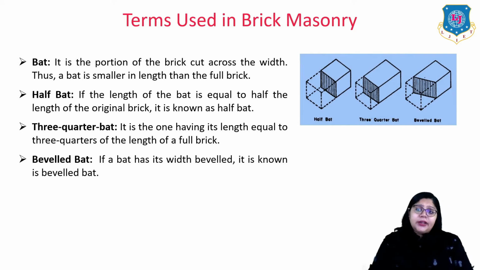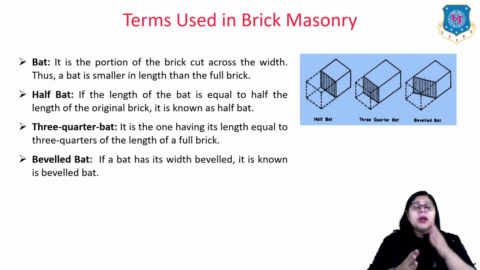Next term is the bed. It is the portion of a brick cut across its width. Thus a bed is smaller in length than a full brick. From this we can derive the half bed. It means if the length of the bed is equal to half the length of the original brick, we can define it as a half bed.